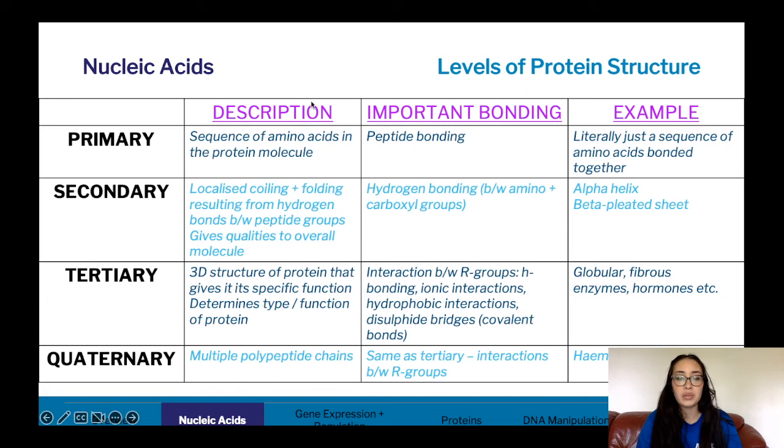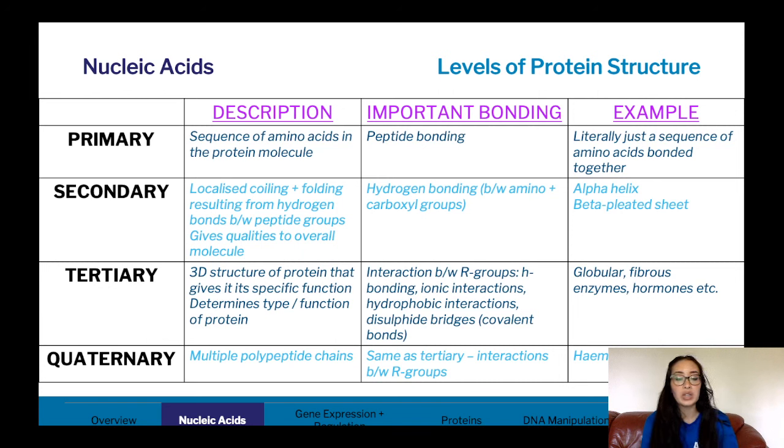The primary structure is a sequence of amino acids, kind of like a necklace with beads on it. The amino acids are the beads and they're joined by peptide bonding. Secondary structure is the localized coiling and folding, and it forms alpha helices and beta pleated sheets, as well as random coils. Make sure you write down random coils as well, because that might come up. Make sure you also say beta pleated sheets. You can't just say beta sheets. You have to say beta pleated. That's the VCAA approved term.